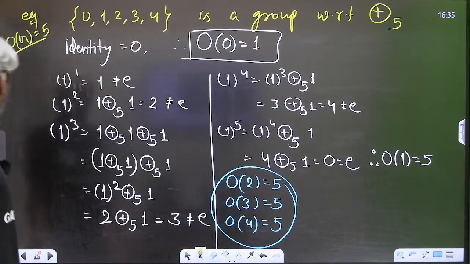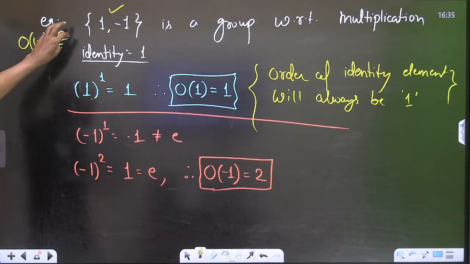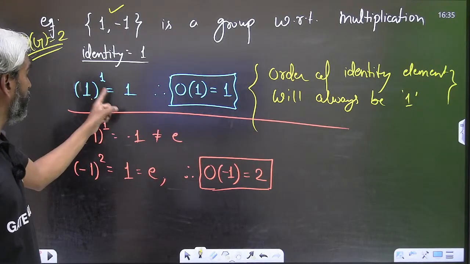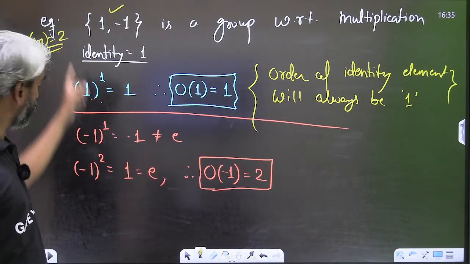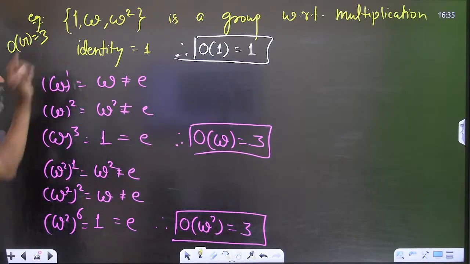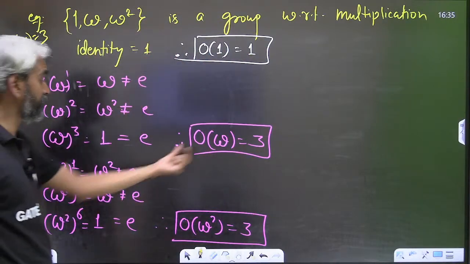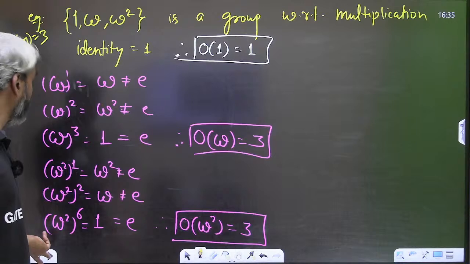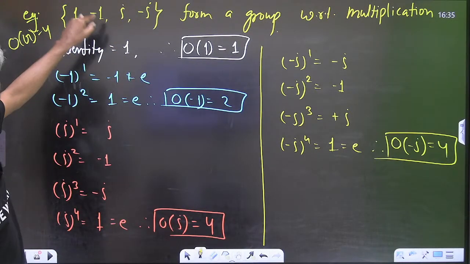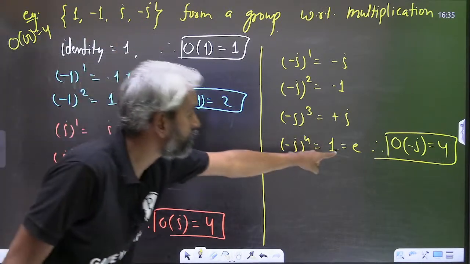Now, what do we visualize? The order of the group is 2 and the order of element 1 is 1 and of element -1 is 2. That means the order of element 1 divides the order of the group, and the order of -1, which is 2, also divides the order of the group. Here the order of the group is 3. The order of element 1 is 1, which divides 3. The order of omega and omega square is 3, which also divides 3. Here the order of 1 is 1, which divides the order of the group, 4. The order of -1 is 2, which also divides 4. The order of iota is 4, which divides 4. The order of minus iota is also 4, which divides 4.